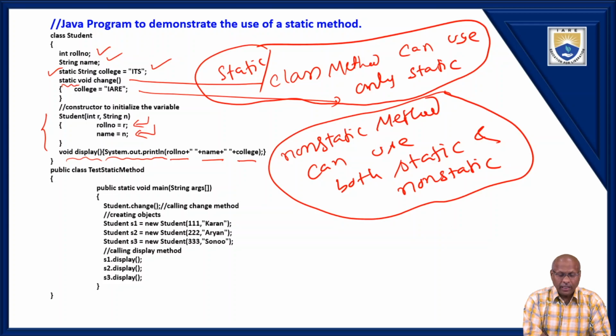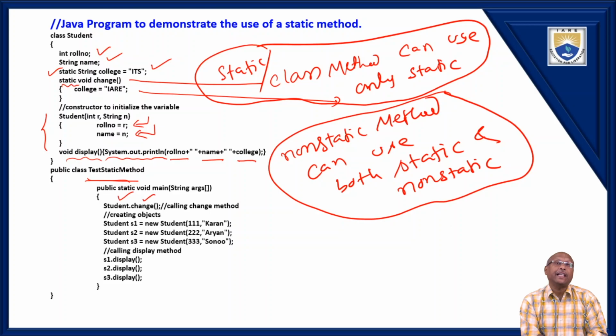So now if you observe here, public class TestStaticMethod, this is the name of the class. Here I wrote Student.change. What is Student? Student is the name of the class. What is change? Change is the name of the method. But I am calling through the class name. So when you are calling through the class name, it must be a class method, a static method. So when you say Student.change, automatically the college will be changed. Earlier it was ITS, now it changed to IARE.